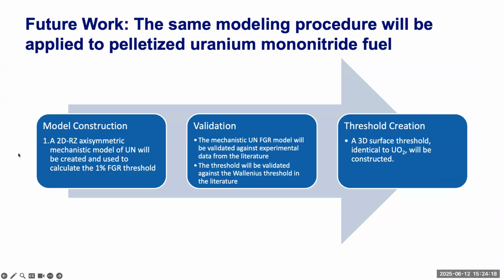So taking this 2DRZ axisymmetric and mechanistic model of uranium nitride and using that to calculate this 1% fission gas release threshold. Then validating that with experimental data in the literature and against the Wallenius threshold for uranium nitride, and then being able to create that surface threshold identical to UO2.